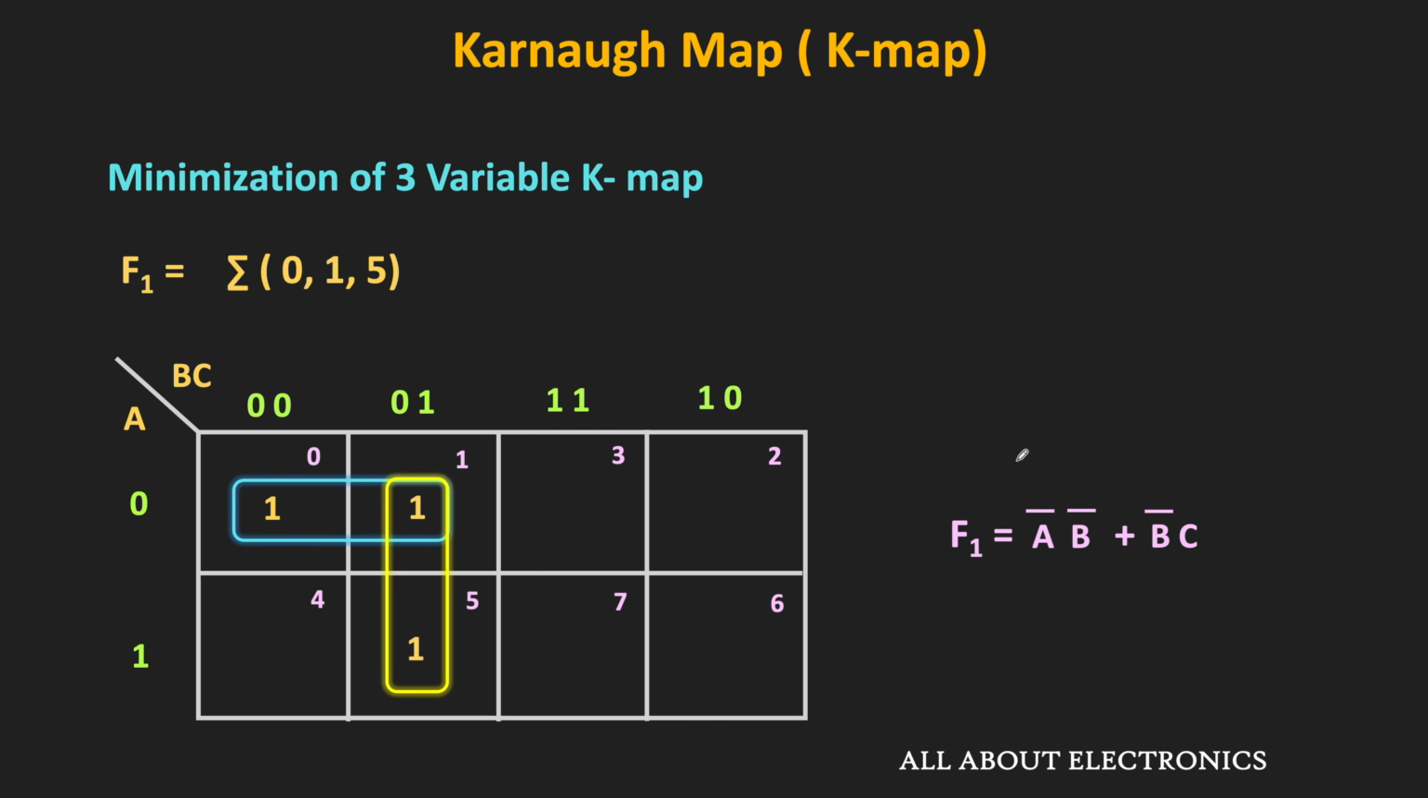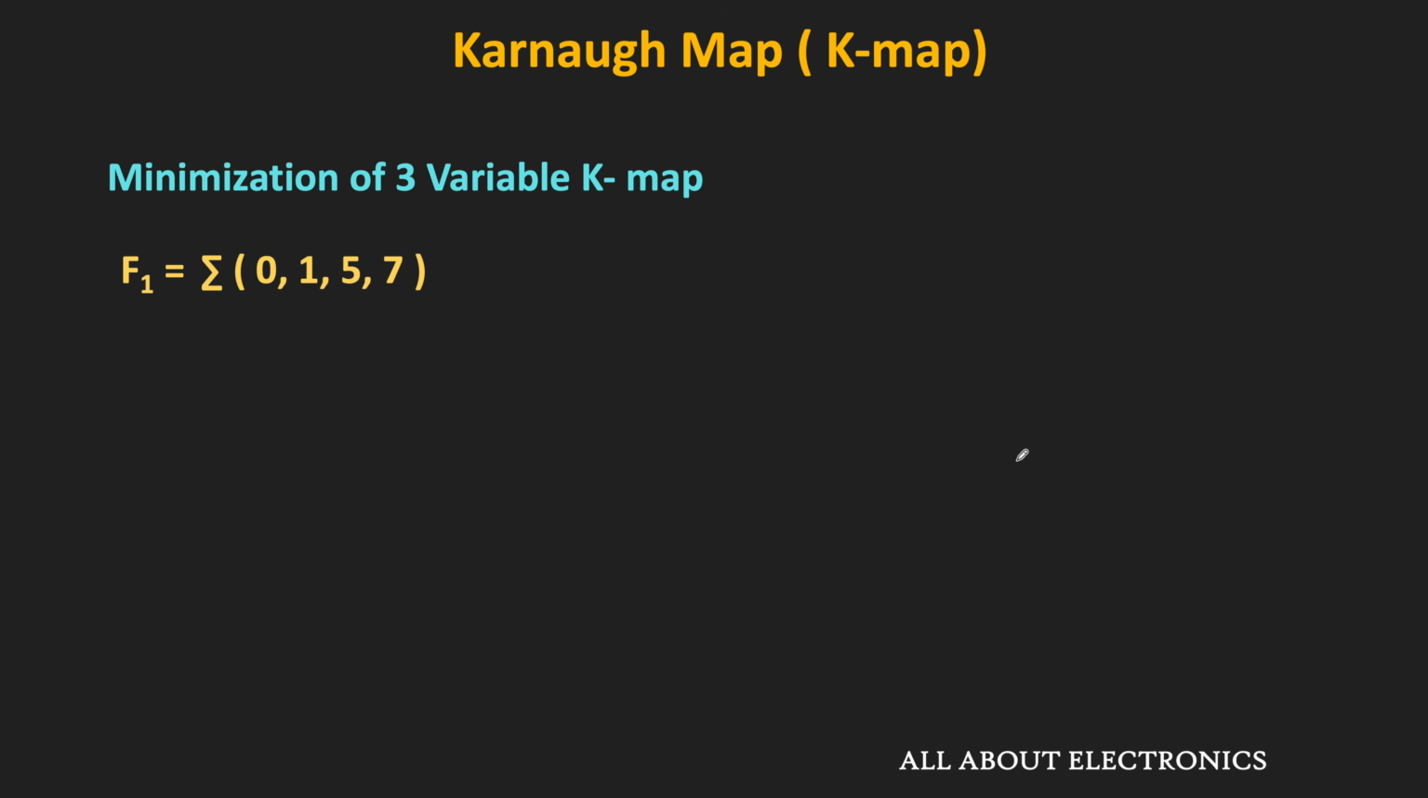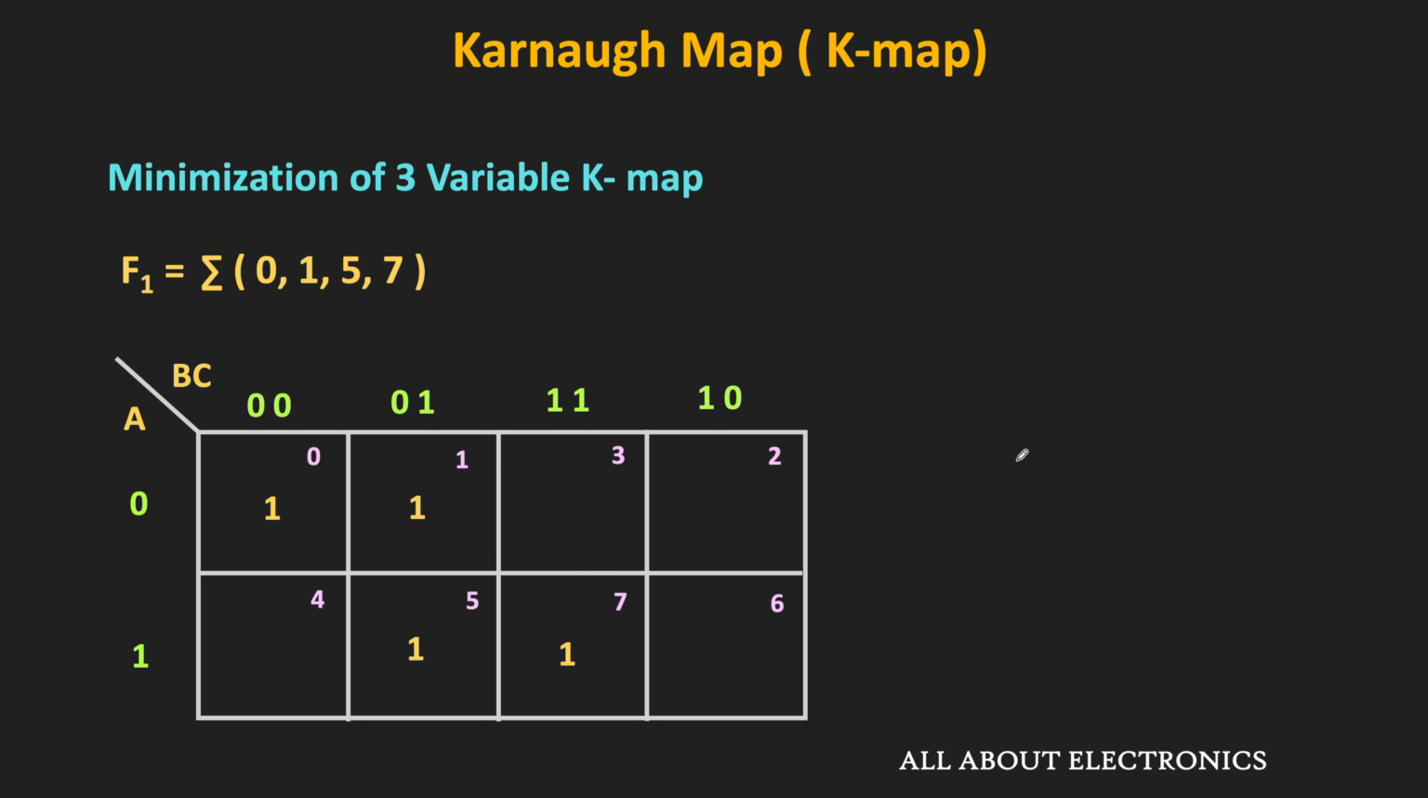So let us take another example. So let's say this f1 is a function of three variables, and it consists of the following minterms. So first of all, let us represent this function in the K-map. That means we will place the ones in those cells which represent these minterms. And now let us try to minimize it. So here in the top row, we can make a group of these two ones, and similarly in the bottom row, we can make a group of these two ones.